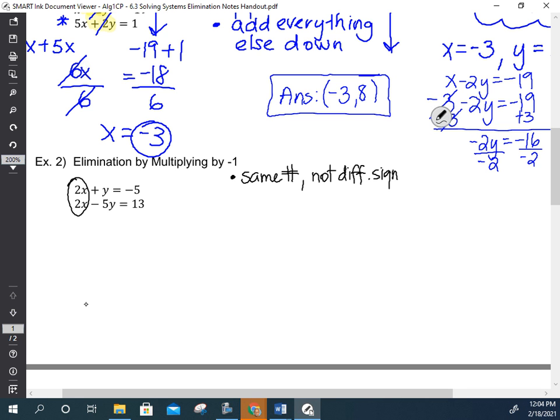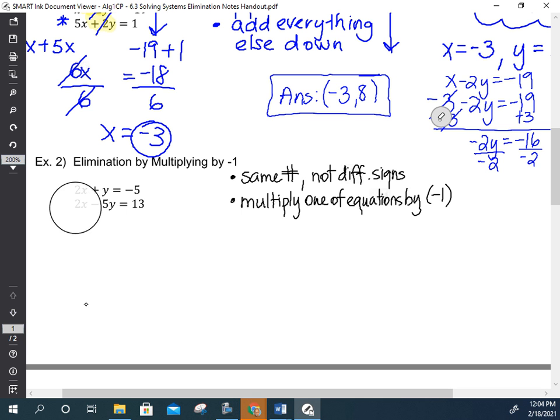So here's how we solve the problem. Multiply one of the equations by negative 1. Does it matter which one we use? No. It doesn't matter which one we pick. So I'm going to take the top equation and multiply it times negative 1.